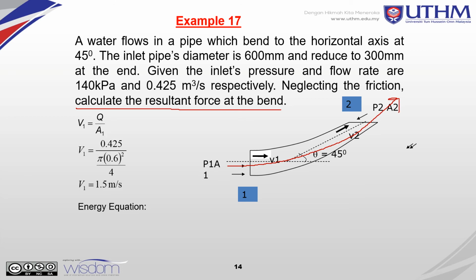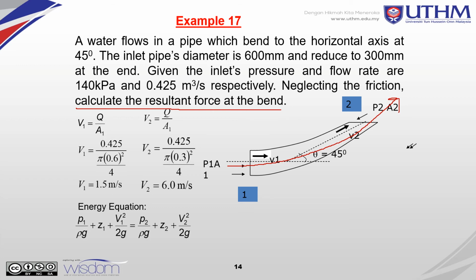Okay, so we know that V1 is equal to Q over A1. So we know that V1 is 1.5 meters per second at this point. Using the energy equation or Bernoulli equation, you must find V1 and also V2, because they give you the diameter and the area. So you can find V1 and V2.